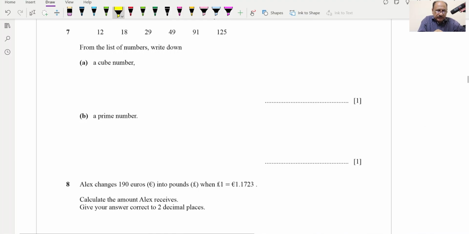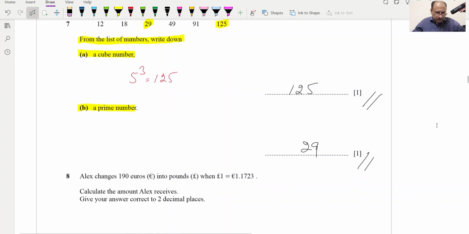Question number 7 says from the list of numbers write down a cube number. A cube number is one which can be written in the form of a cube, like this is 5 cubed. 5 cubed is equal to 125, so we can write here the answer as 125. 1 mark part. A prime number is a number which is divisible by itself and 1 only, so it has two divisors. So 29 is the prime number, so we can write here 29. This is also 1 mark part.